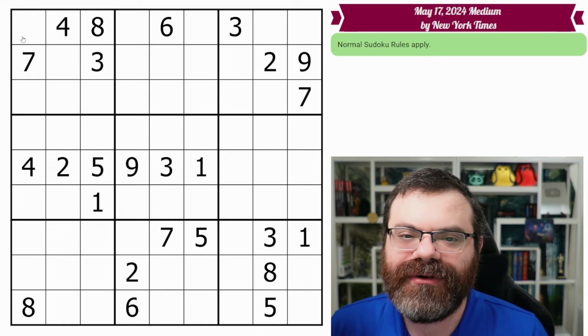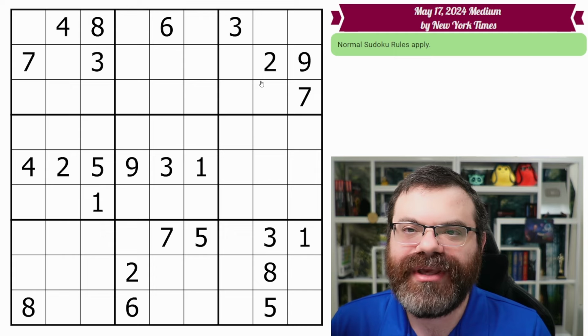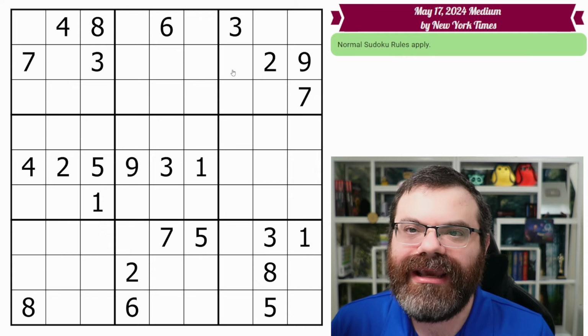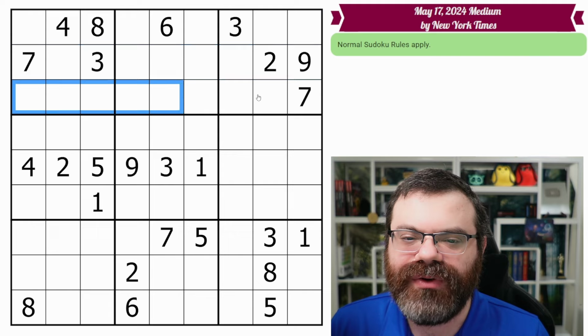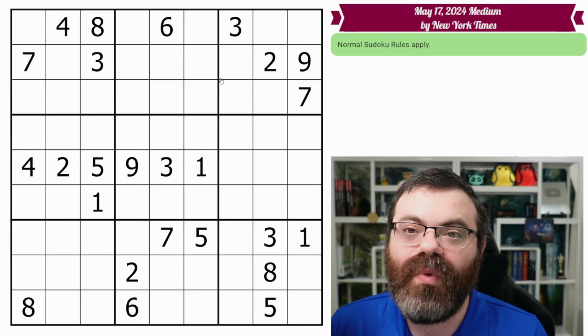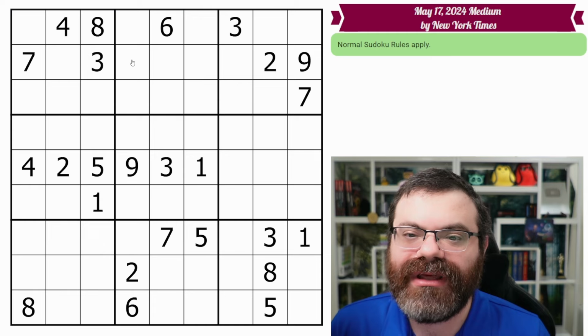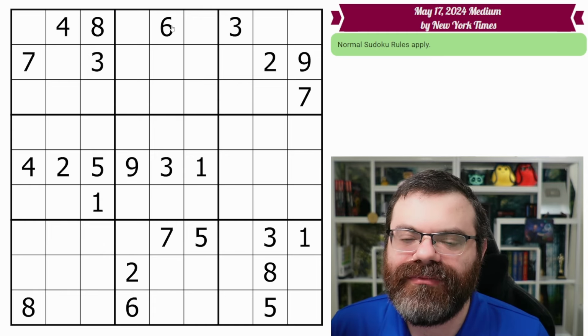So what are we going to look for in a band? Well, the first thing to think about is how many of each digit do we expect to find in a band? And the answer is 3 of each digit, because it is made up of 3 rows. It's also made up of 3 boxes. Either way, each of those has 1 of each digit. And since there are 3 of them, we end up with 3 of each digit. But we can't place them anywhere in the band. We start getting restricted where we can place them in the band.